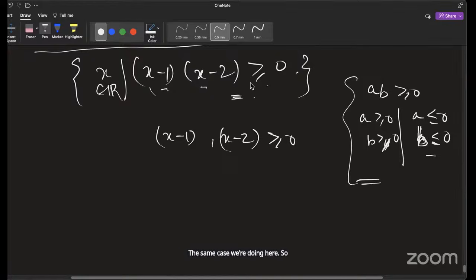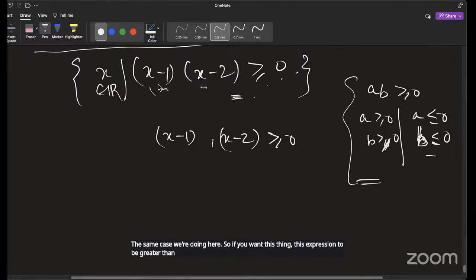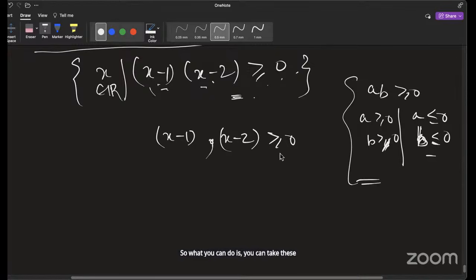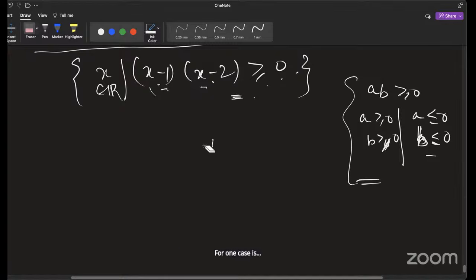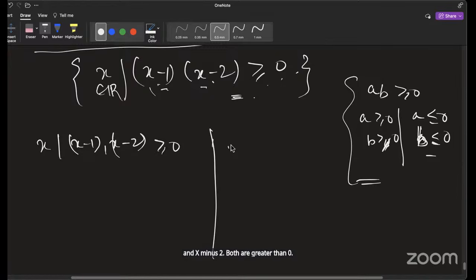So if you want this expression to be greater than 0, and because these are linear ones, what you can do is you can take these two to be greater than 0. So one case is you find x such that your x minus 1 and x minus 2 both are greater than 0. And the other case is you find x such that your x minus 1 and x minus 2 both are less than 0.